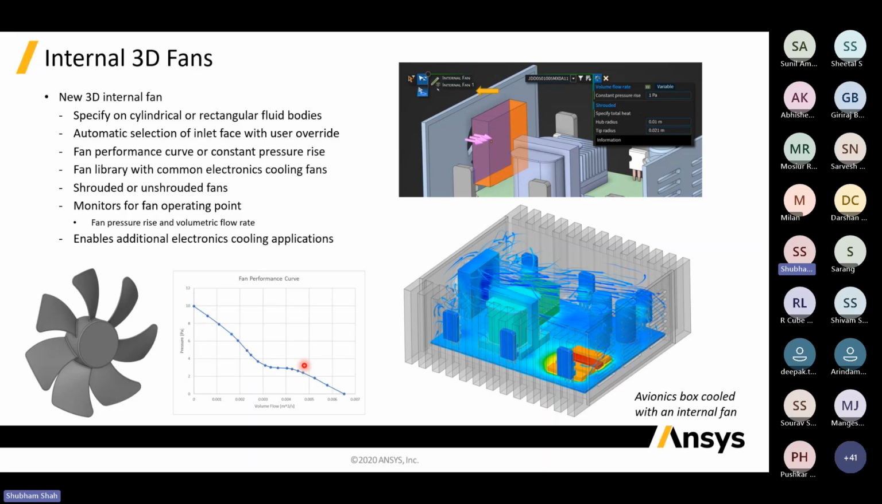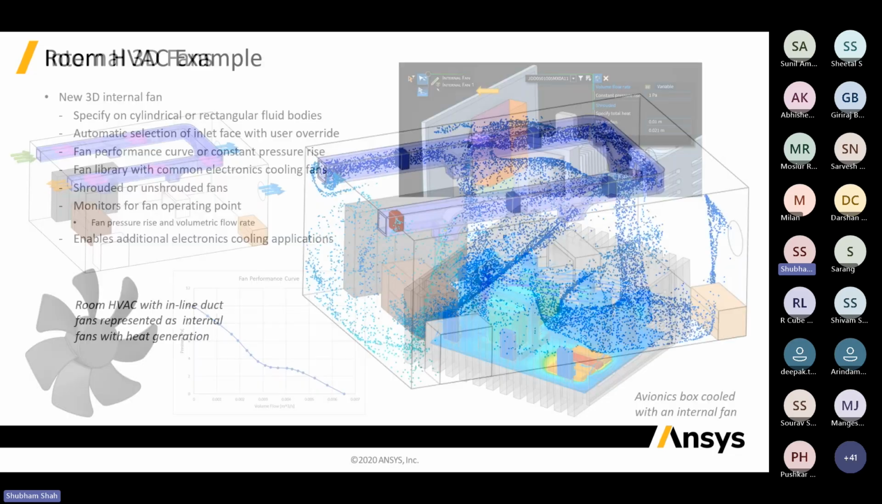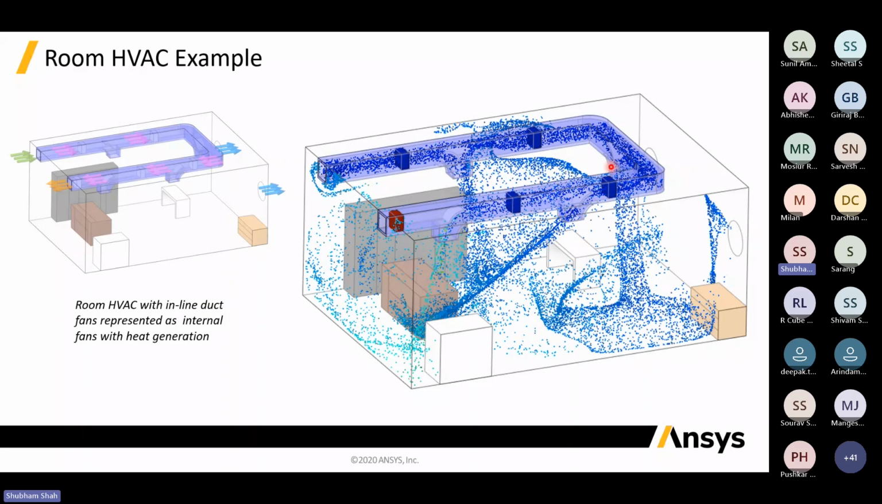Also, fan libraries for common electronic cooling fans are included, and you can use it with your avionics box or any of the electronic components. You can also give the hub radius and the tip radius if you are going with the shorted ones, so that option is also available. You can also perform a room HVAC kind of simulation, where the focus is only to see and analyze how the flow is going inside the duct and how the flow is getting distributed around the system. For those kinds of simulations, you can do the internal flow analysis.